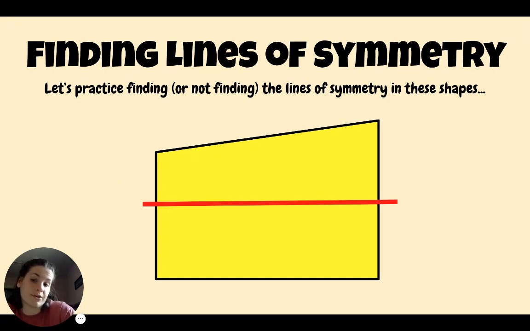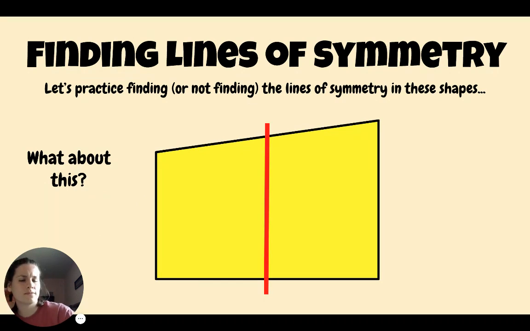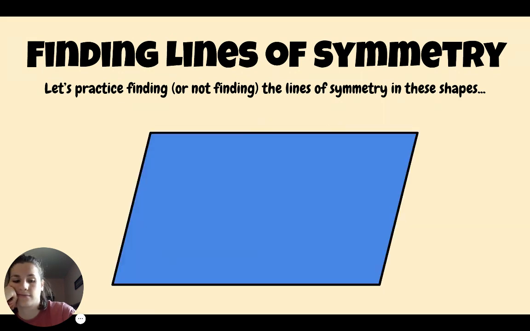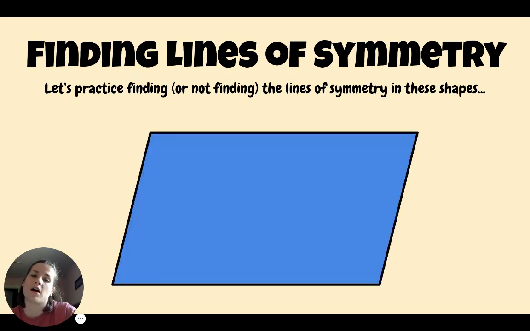Okay. Let's look at this shape. Is that a line of symmetry? What do you think? Yes or no? Why is it not a line of symmetry? What makes it not symmetrical? What about this line? Is this a line of symmetry? Why not? Because it wouldn't be symmetrical on both sides. And that's what symmetry is. And we've got our parallelogram.